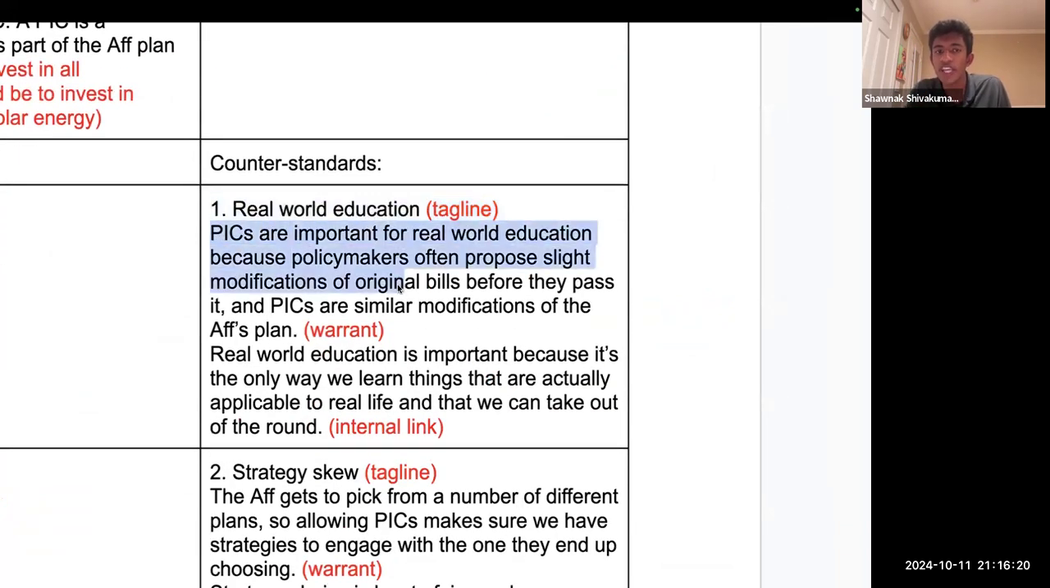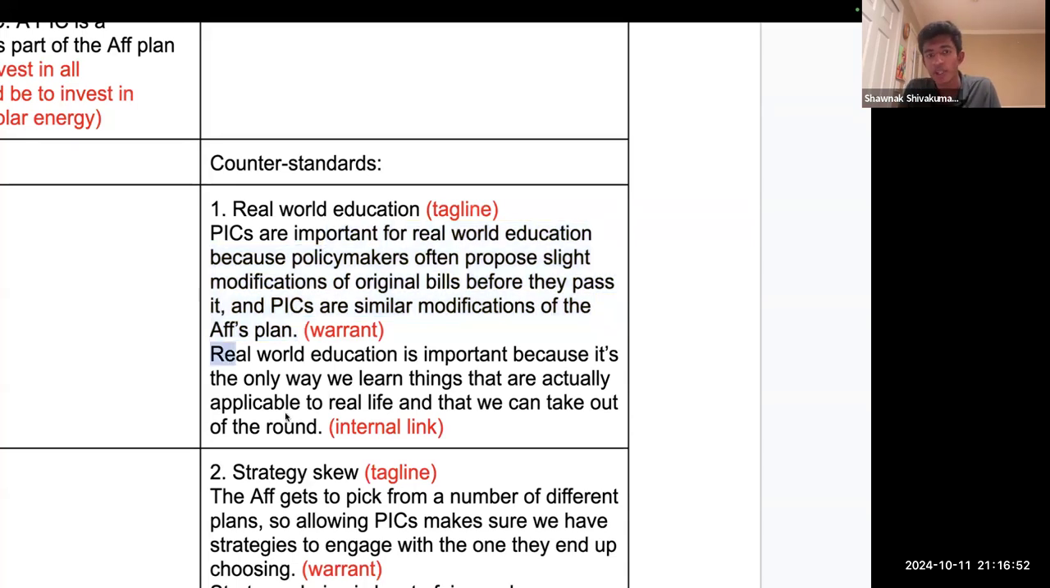Picks are important for real education because policymakers often propose slight modifications of original bills. Think about what happens in the real world. Do we pass the most fair bill or do we pass the best bill? We pass the best bill. In Congress, we don't pass the bill that's proposed first. We pass the bill that's actually genuinely the best. So if one bill is actually better than another bill, but it's slightly different, you should still vote for that bill because that's how they do it in the real world.